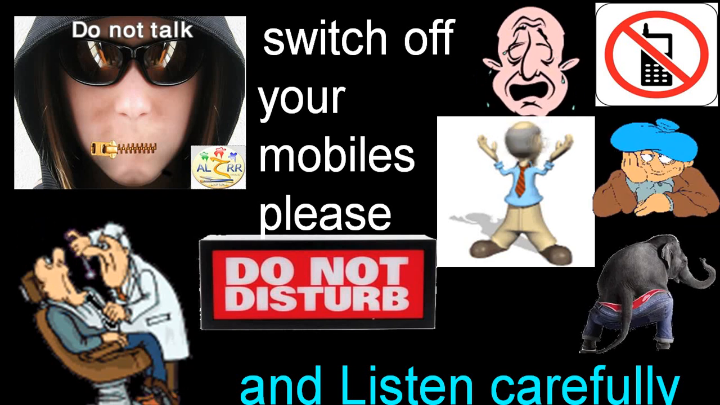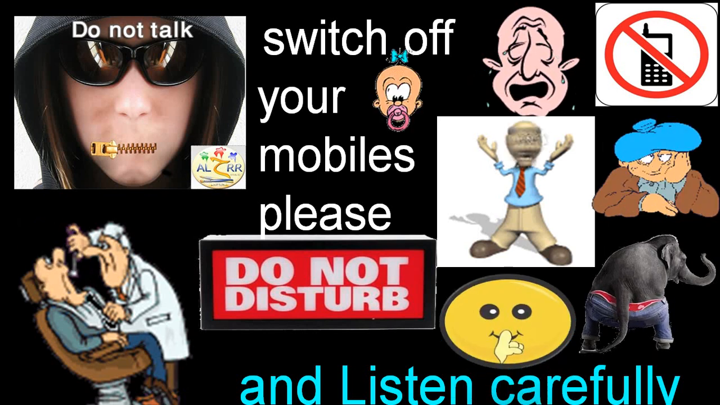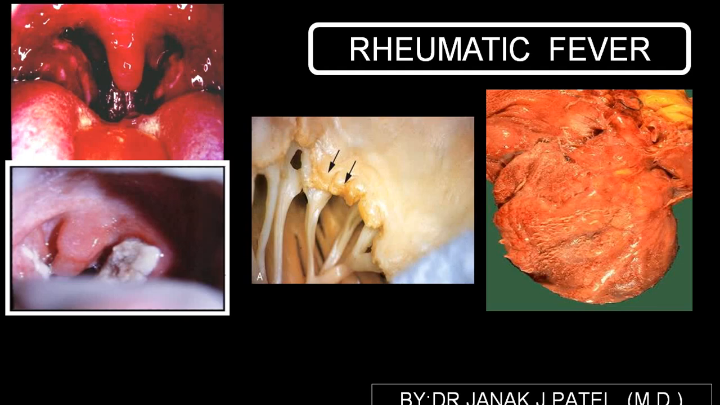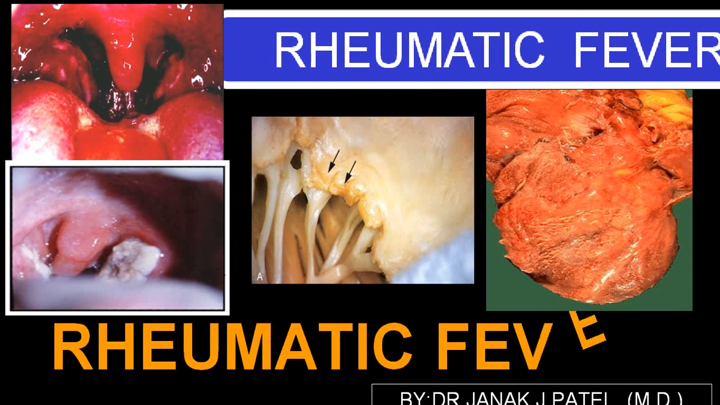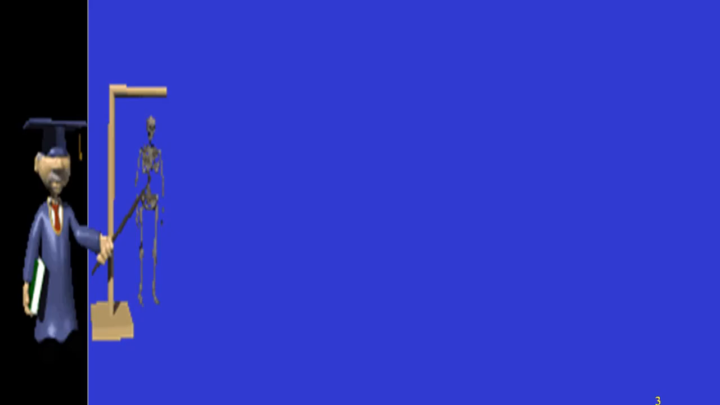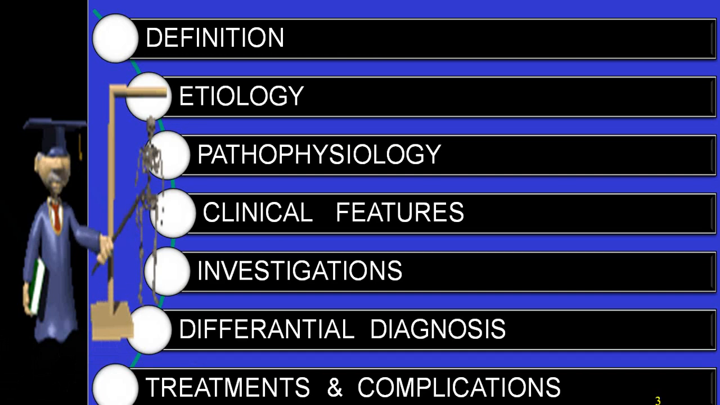Today we'll be discussing one of the very useful topics, which we call rheumatic fever. These are the photographs showing you different criteria which come in rheumatic fever. We'll be talking about all those particular things. Like usual, we'll be discussing definition, etiology, pathophysiology, clinical features, investigations, differential diagnosis, treatment and complications.